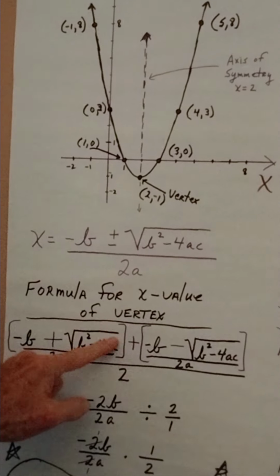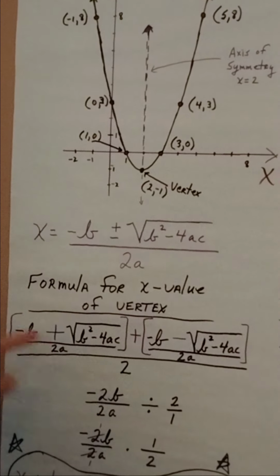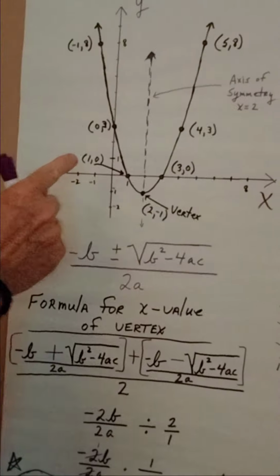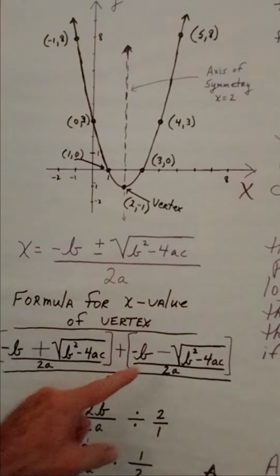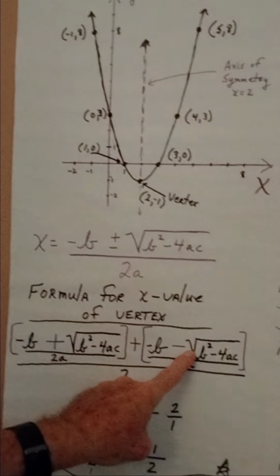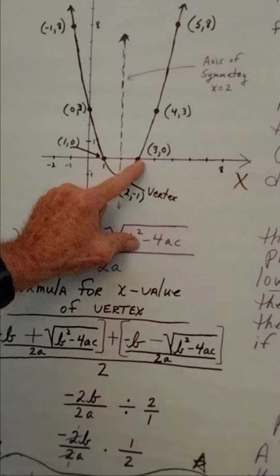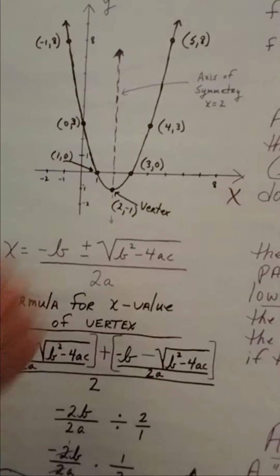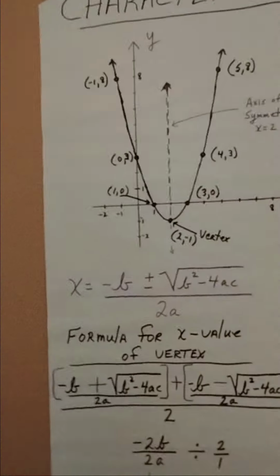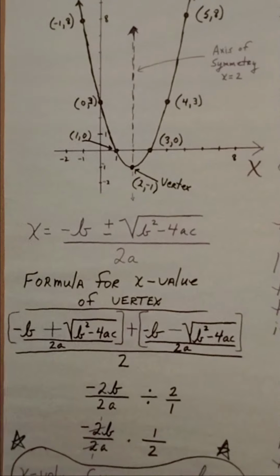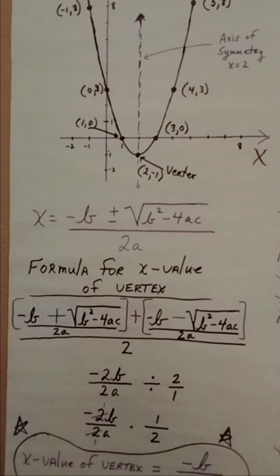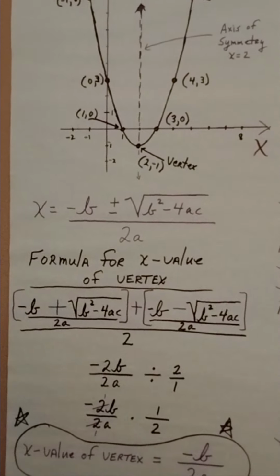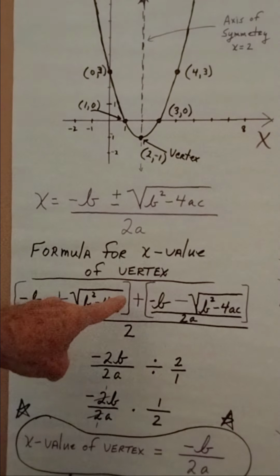This expression right here gives us one of these intercepts. This one right here will give the other intercept. Now, they're mirrored points. How do you find the x value of the vertex? You add those x values together and you divide by 2. That's what we're going to do right here.